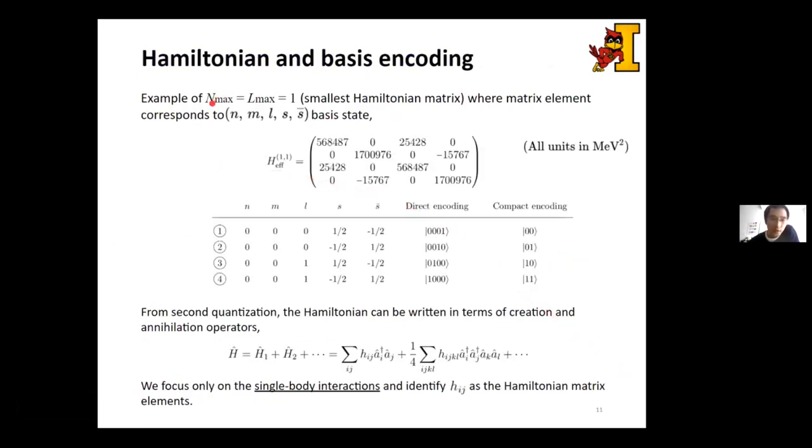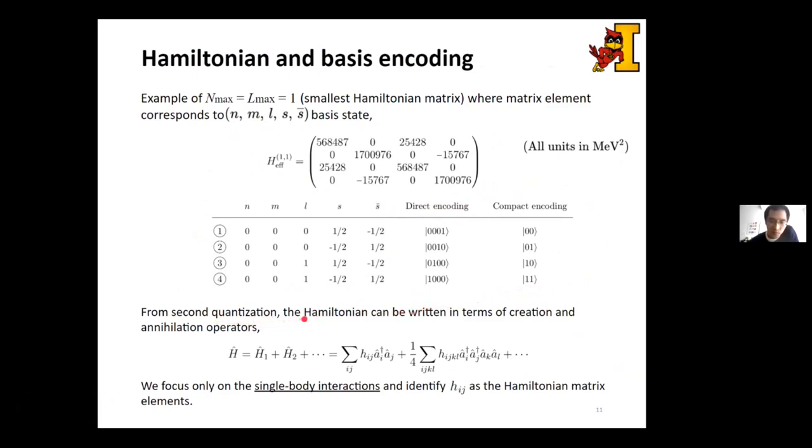So just looking at the smallest non-trivial Hamiltonian, it will be of this form, and all units are in MeV squared, and the basis function I mentioned earlier. So this is the basis function encoding that we used on the qubits. When you have a direct encoding, it's directly encoded on the qubit, and when you have compact encoding, you can encode your basis function like this.